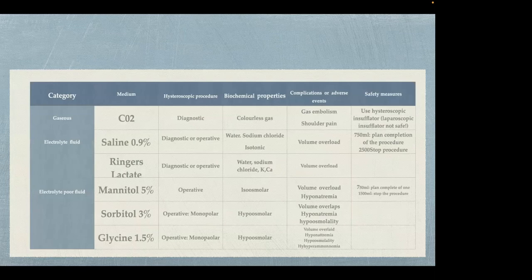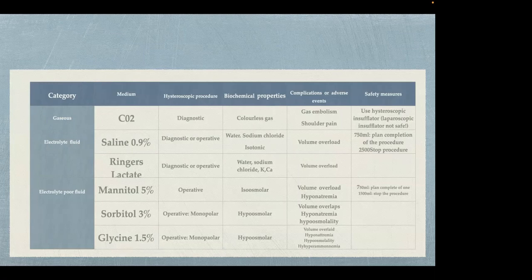And we know that we can have either gases, electrolyte-rich fluids, or electrolyte-poor fluids as the distension media. On the gases, we mostly use carbon dioxide. I meant to research if we can use any other besides carbon dioxide, but in the literature there is only carbon dioxide, and this is used for diagnostic purposes. We know that it's a colorless gas, and I'll talk a little bit more about it in the next slide, but the complications we can have with carbon dioxide are mainly gas embolism, and patients will complain of shoulder pain after the procedure.